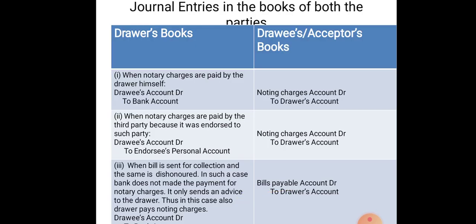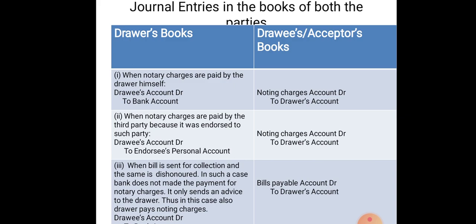In such case, the journal entries in the books of both the parties would be like this. In drawer's book, when notary charges are paid by the drawer himself, the entry would be drawee's account debit to bank account. In the same condition, in drawee's book, entry will be noting charges account debit to drawer's account.